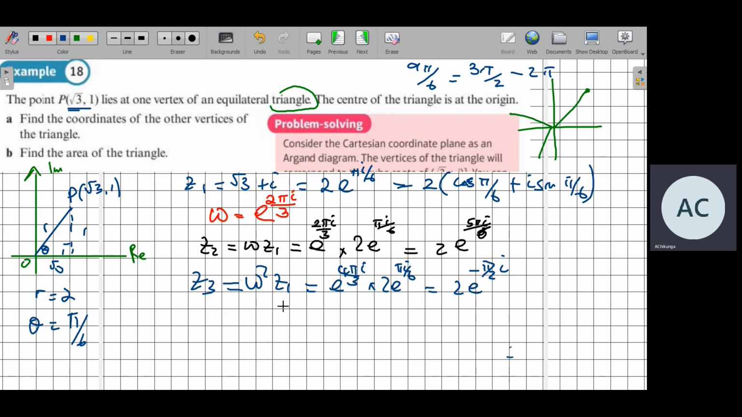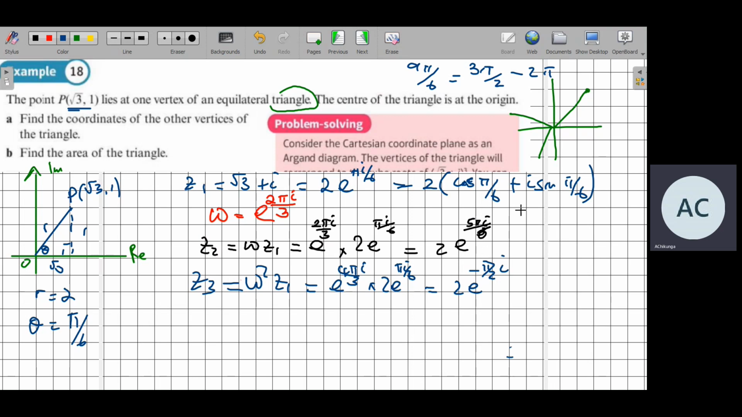Could you do z3 equals omega times z2 as well? Of course. Why wouldn't you? If I'm going to put another omega here to get z3, I take this one and put it in. So you just do omega times z2. Yes, good observation. Much easier anyway, isn't it? All right, that's it.